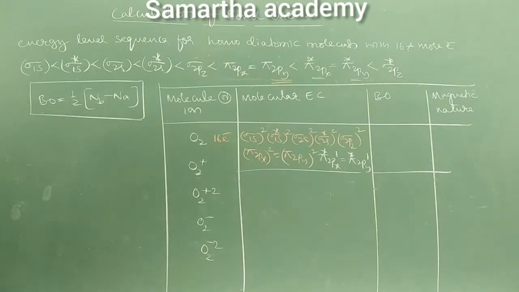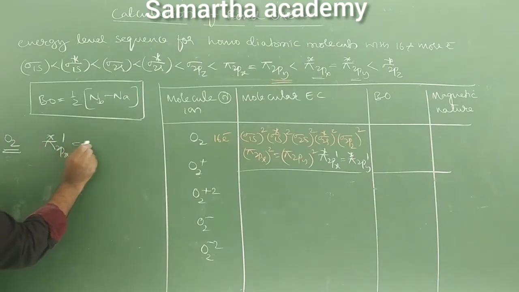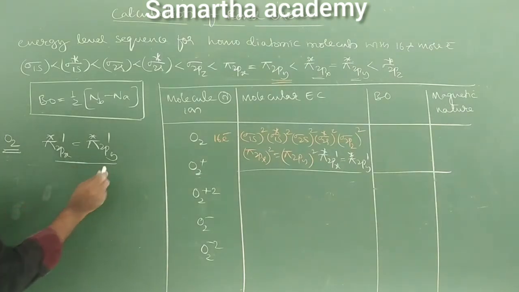Now one important hint: in the O2 molecule, where is the last electron present? The last electron is in pi star 2px1, equal to pi star 2py1. Is it bonding or anti-bonding? Anti-bonding, right? That means the last electrons are present in anti-bonding molecular orbitals.